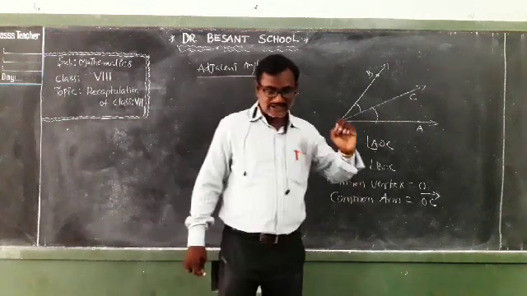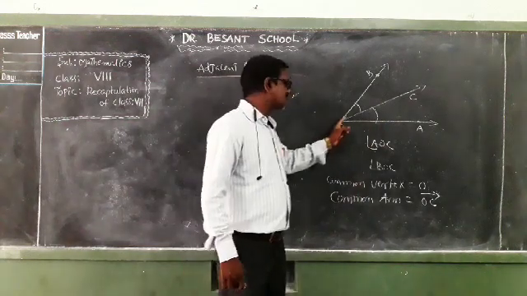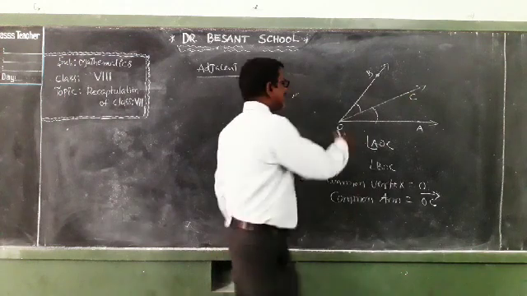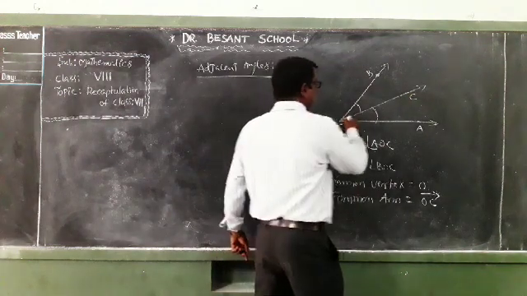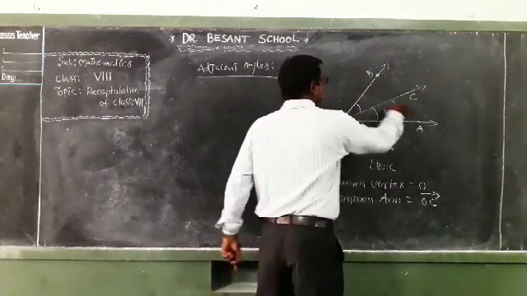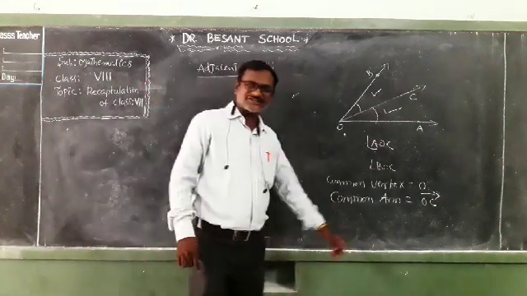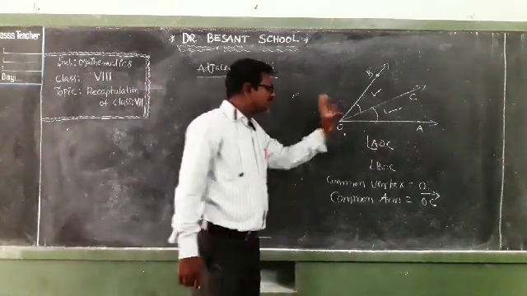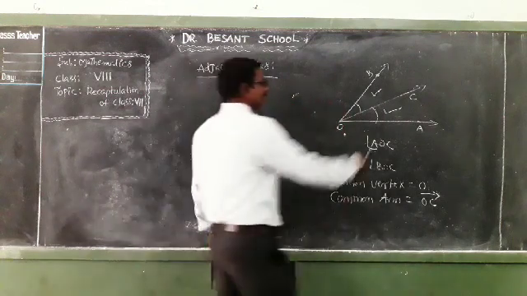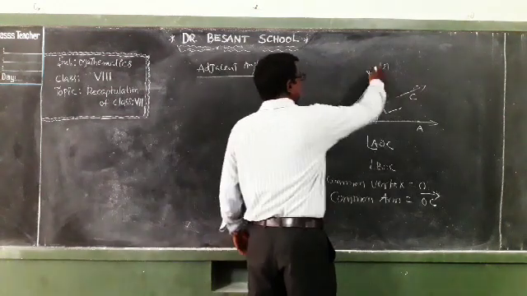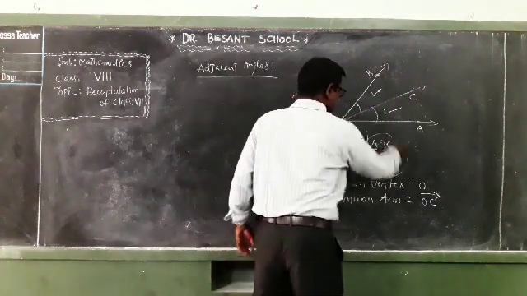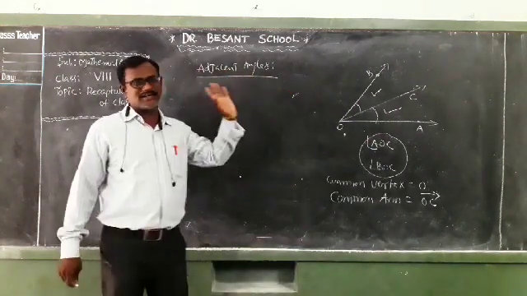The angles which are having a common vertex and also a common arm, these two angles are said to be adjacent angles. So in this diagram, what are the adjacent angles? Angle AOC as well as angle BOC. These two are adjacent angles. We learned this in our previous class.